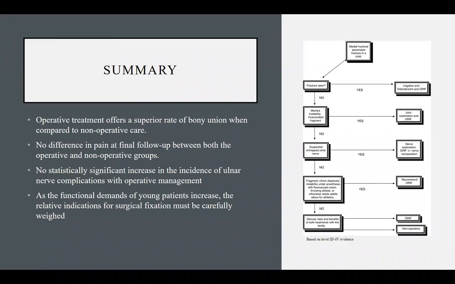So in summary, operative treatment offers a superior rate of bony union compared to non-operative care. There's no difference in pain at final follow-up between both the operative and non-operative groups. No statistically significant increase in incidence of ulnar nerve complications with operative management. And as the functional demands of young patients increase, the relative indications for surgical fixation must be carefully weighed. And this is an algorithm derived for management.